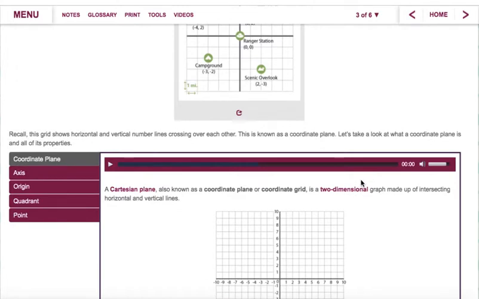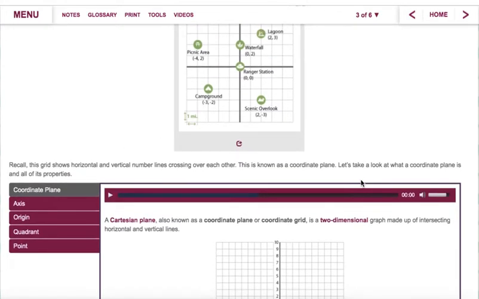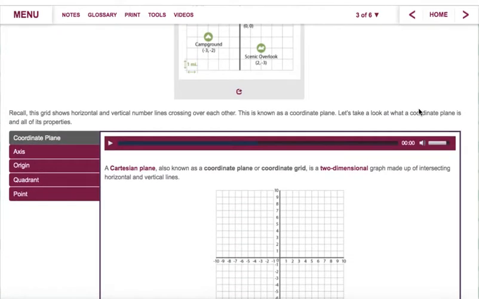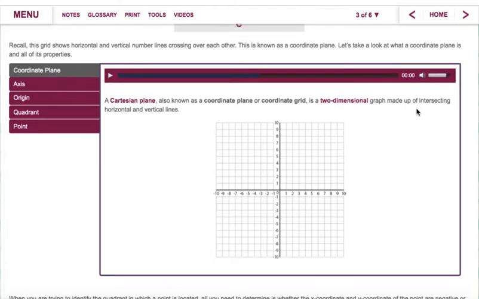Recall this grid shows horizontal and vertical number lines crossing over each other. Here's your horizontal, here's your vertical. This is known as a coordinate plane. Let's take a look at what a coordinate plane is and all of its properties. So here's our first one. A Cartesian plane, also known as a coordinate plane or coordinate grid, is a two-dimensional graph made up of intersecting horizontal and vertical lines.